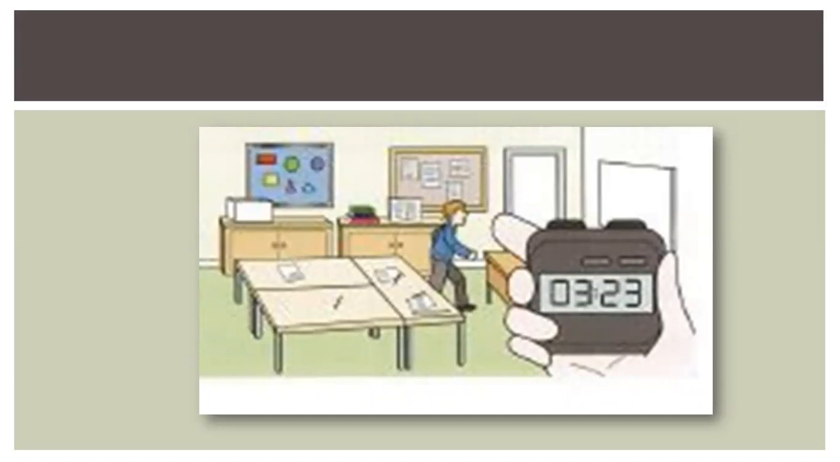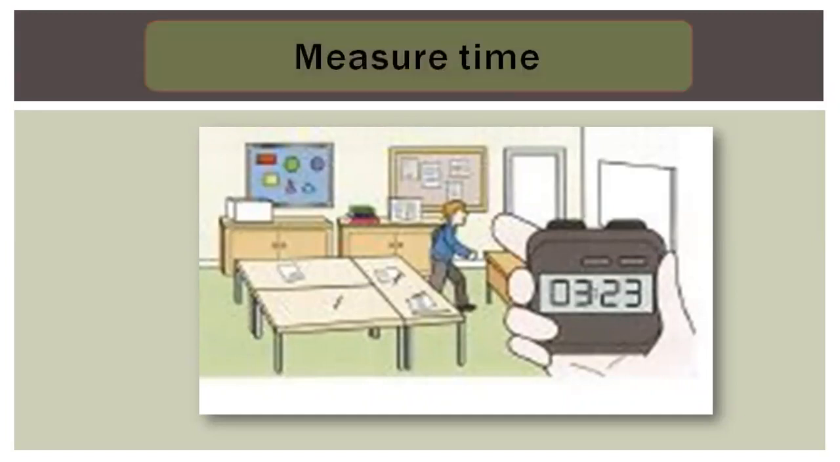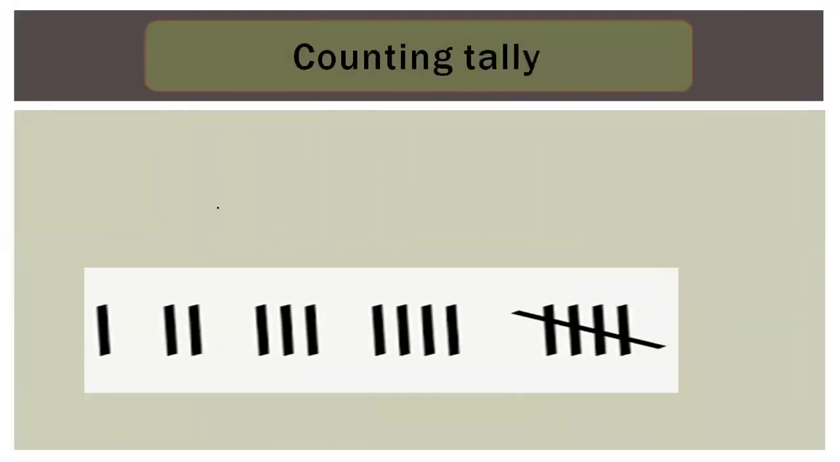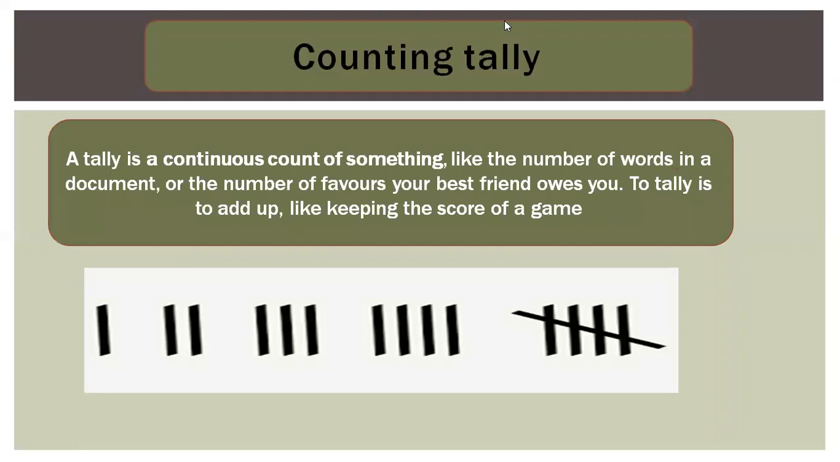Okay, boys, now we are going to talk about tally. What is tally? So first of all, we are going to see the definition of tally. Counting in tally. What is counting in tally? A tally is a continuous count of something, like the number of words in a document or the number of favors your best friend owes you. To tally is to add up, like keeping the score of a game. Okay, so what does tally mean? To add up.